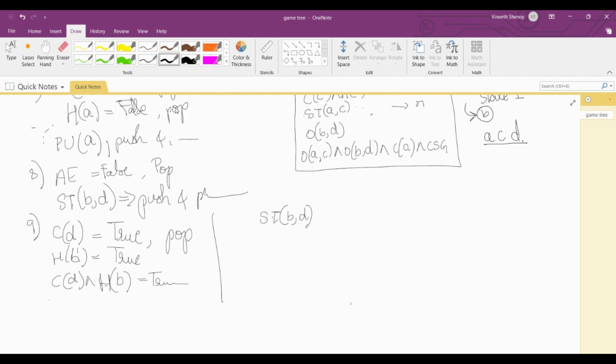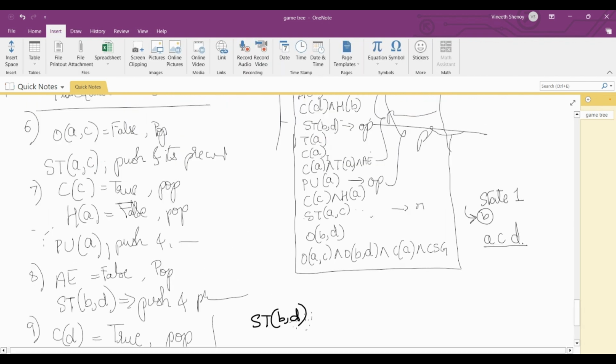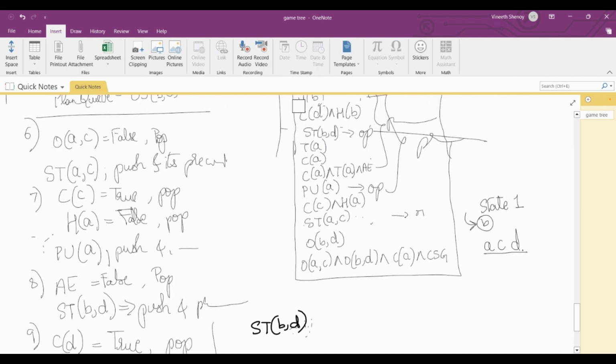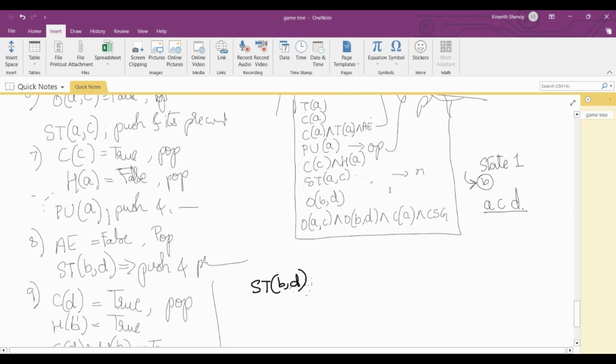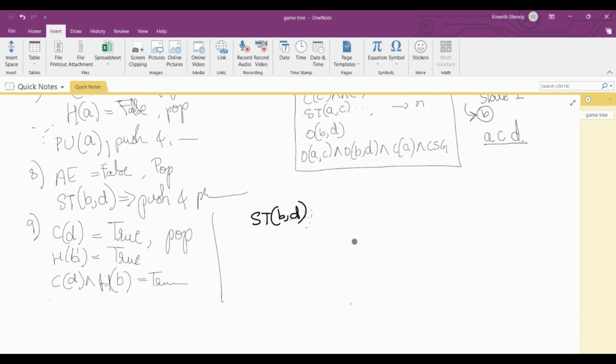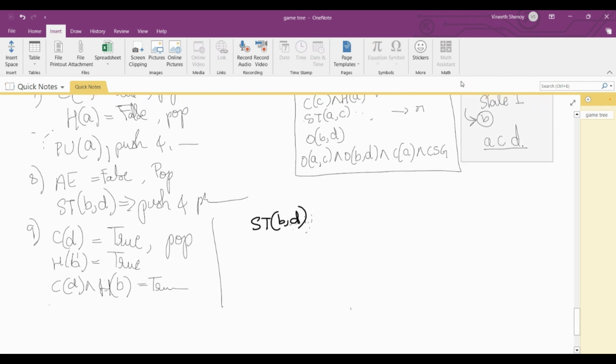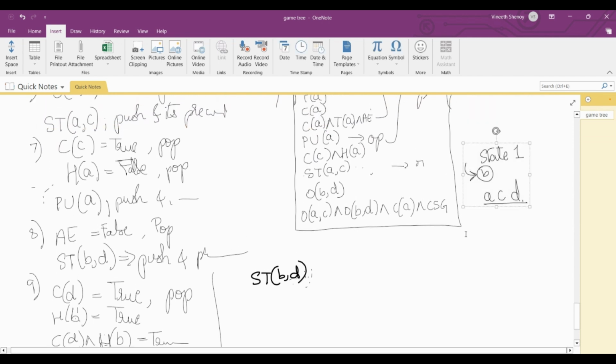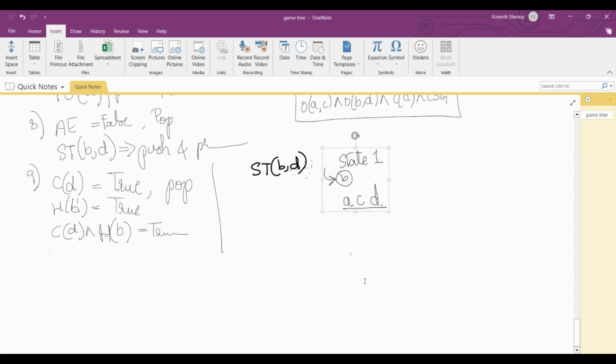I'll take a thicker pen. Yeah, this is better. So we will do stack of BD. We will pop these things out. Once you are executing, you are popping those items. You have popped those items from the stack. We are performing stack of BD on state one. Let us place it over here, and we'll write the next state.